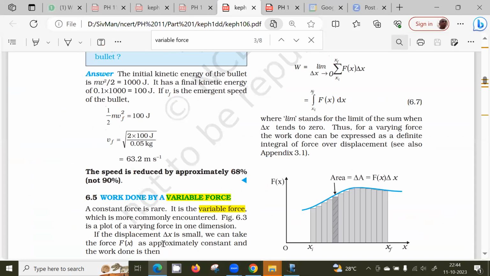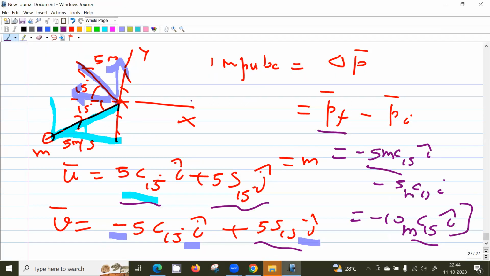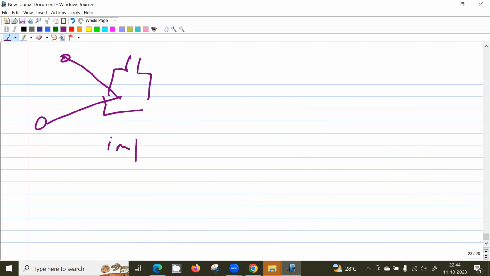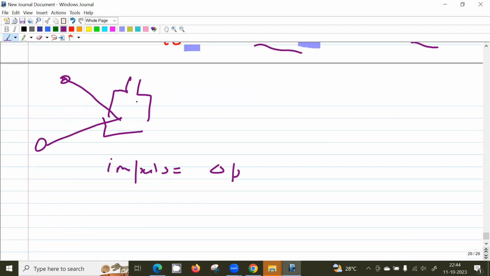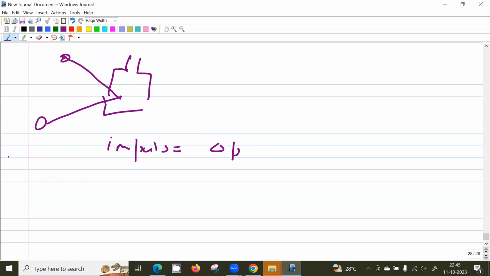Instead of a wall, I can also have a bat. The ball is coming and hitting this bat and going like this. So the impulse on the bat or on the ball is again the same delta P. The analysis is exactly the same as the previous one. They will give the initial velocity and the angle, so you can find the impulse.